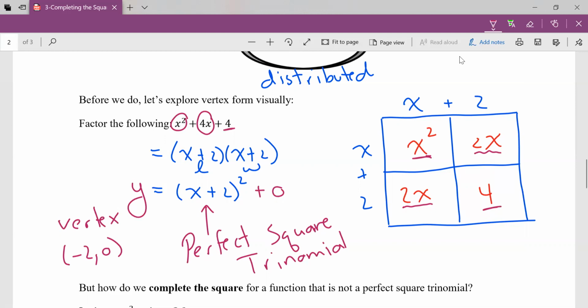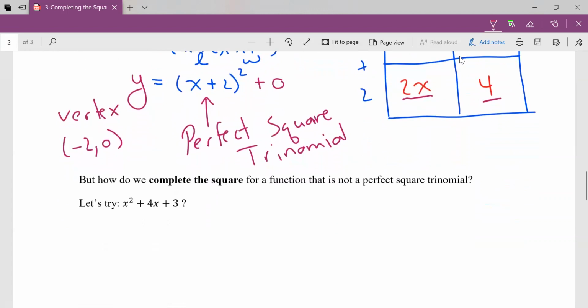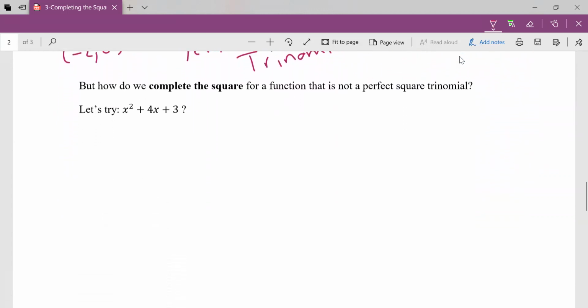So it's really easy to complete the square when it's a perfect square trinomial and we're in vertex form. But what do we do when we're not a perfect square trinomial? That's where it's going to get a little bit trickier. So let's look at something that's not: x squared plus 4x plus 3 this time. So what would this look like visually, friends?